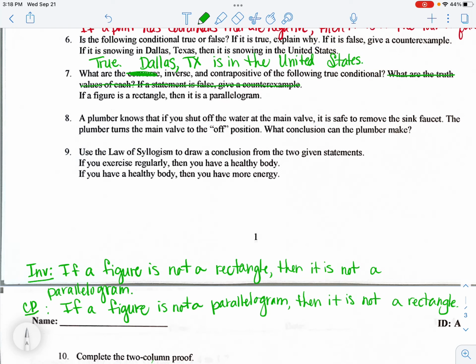Number 8, this is using deductive reasoning and the law of detachment. So a plumber knows that if you shut off the water at the main valve, it's safe to remove the sink. Well, the plumber turns the main valve to the off position. The conclusion that we can make is that it is safe to remove the sink faucet.